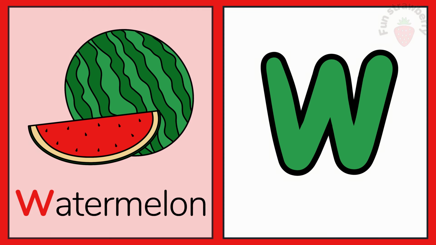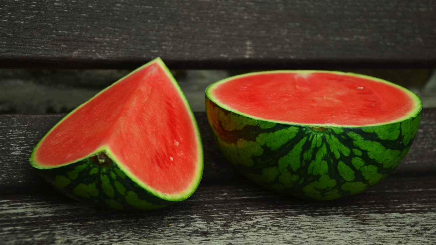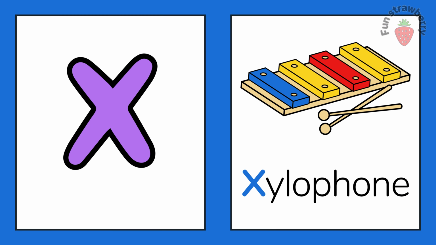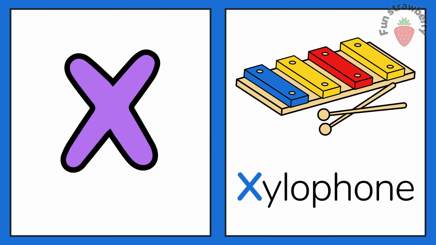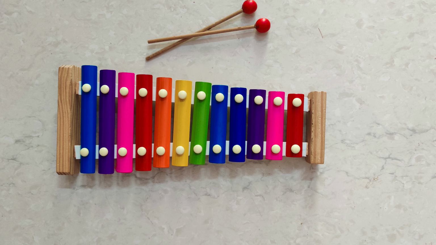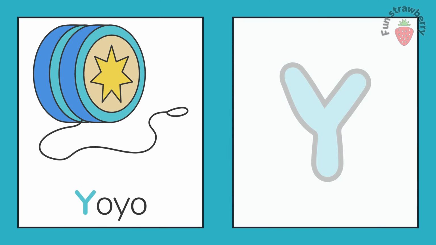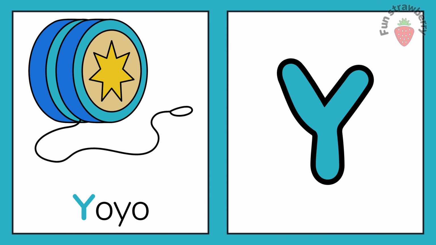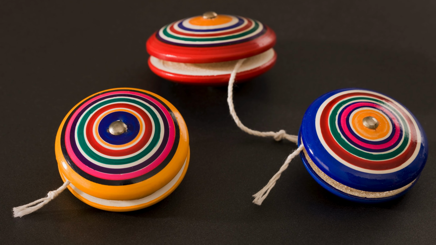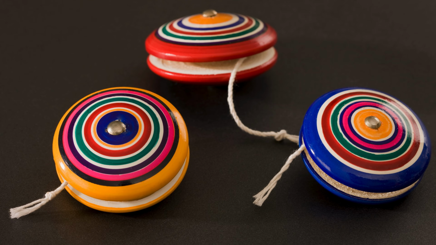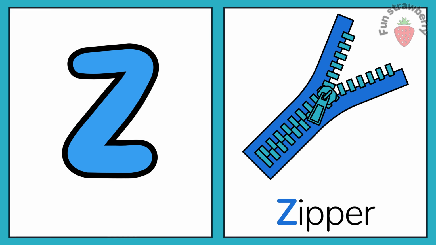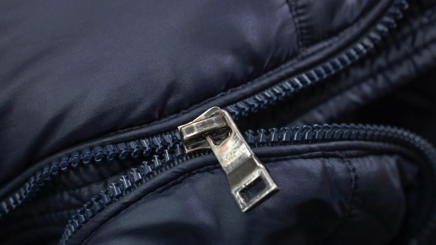W for watermelon. This is watermelon. X for xylophone. This is xylophone. Y for yo-yo. This is yo-yo. Z for zipper. This is zipper.